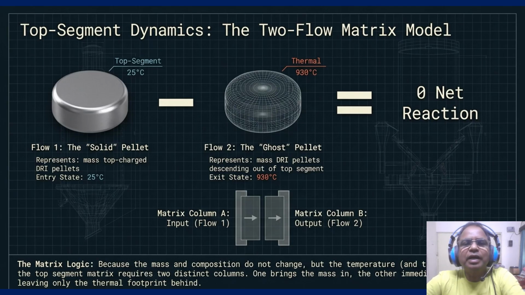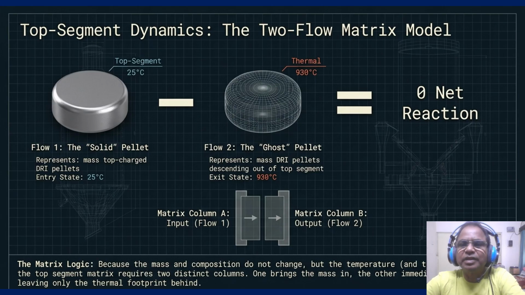To model the top segment, we use a two-flow approach. On your screen, you see flow 1, the solid pellet entering at 25 degrees centigrade, and flow 2, the pellet descending out at 930 degrees centigrade. The matrix logic here is elegant because mass and composition do not change, but the temperature and enthalpy do.